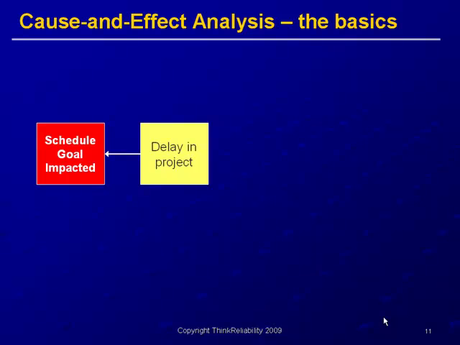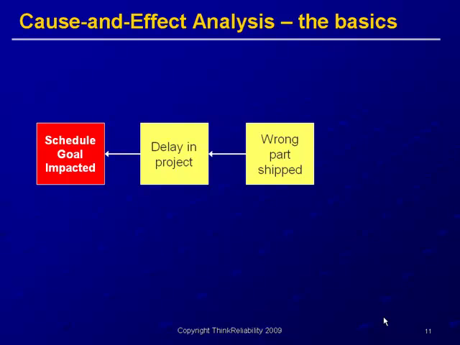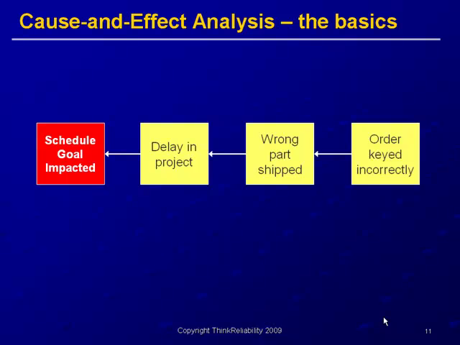If you impacted the schedule in a negative way, that schedule goal has been impacted because of a delay in the project. The delay in the project is because the wrong part was shipped, and the wrong part was shipped because the order was keyed incorrectly. Very simple cause and effect. The wrong part shipped is an effect of the order being keyed incorrectly. The wrong part shipped is a cause of the delay in the project.